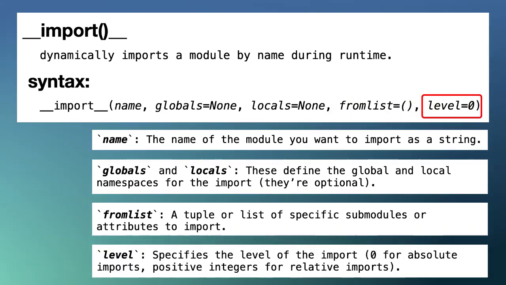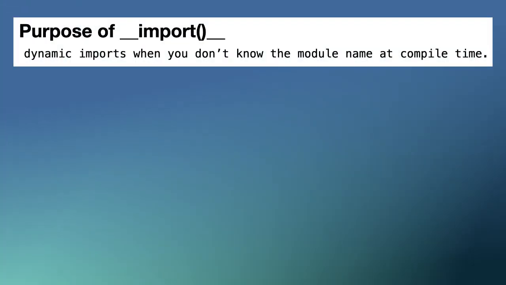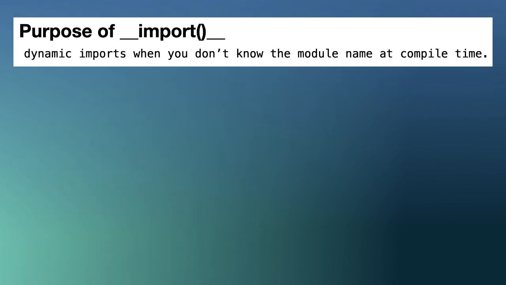And finally, the level specifies the level of the import. 0 for absolute imports, positive integers for relative imports. So, what's the purpose of __import__? It's primarily used for dynamic imports when you don't know the module name at compile time.